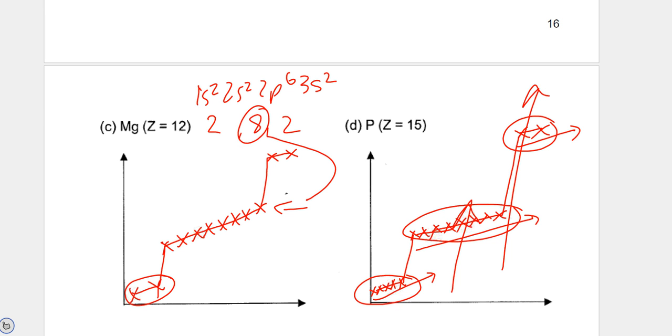Okay, what you now need to do is have a go at the homework assignment. Try those questions. The mark scheme will be provided. Hopefully, if you've understood the examples we've been through, they shouldn't be too problematic. But you do need to remember, learn that definition for first ionisation energy.